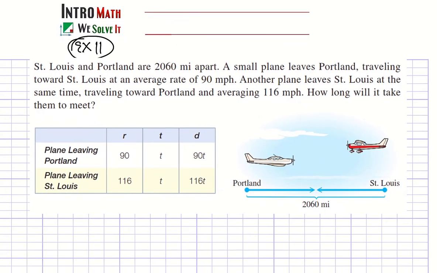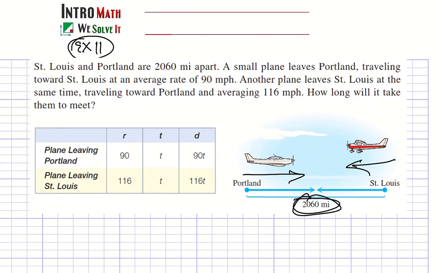One plane leaves St. Louis going towards Portland. One plane leaves Portland going towards St. Louis. And they are this many miles apart, right? You see the one going, that one going, where would they meet? They've already formed the setup for you.